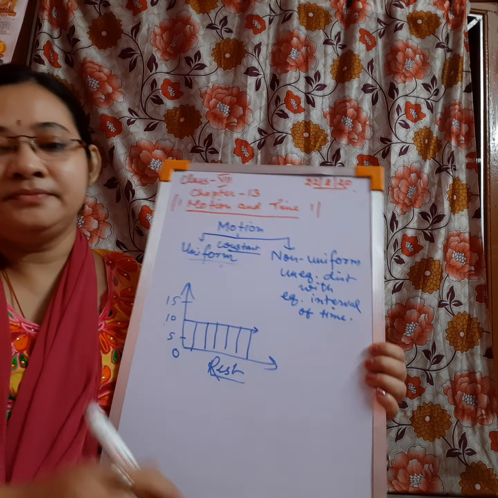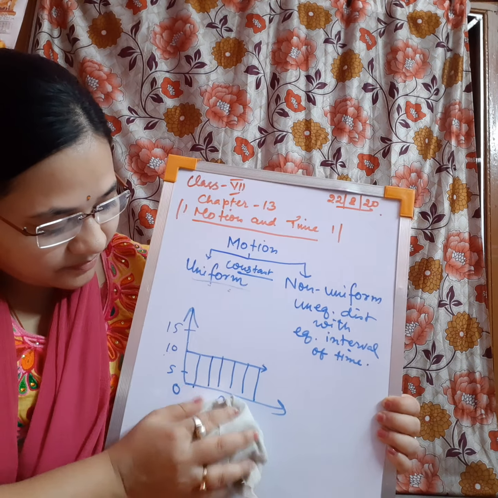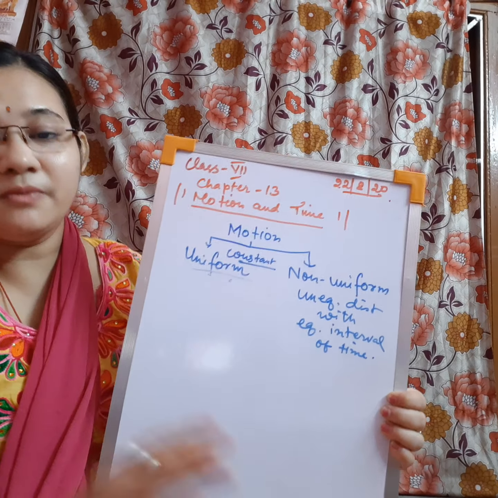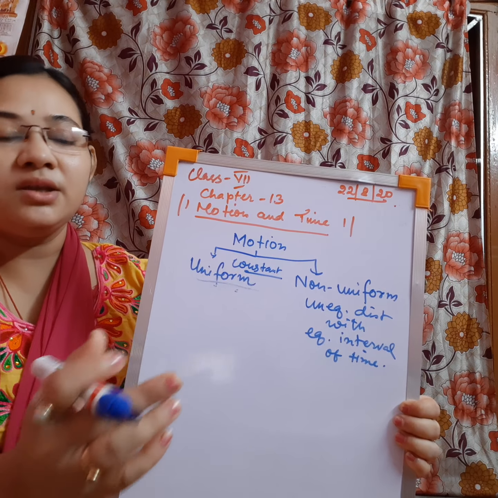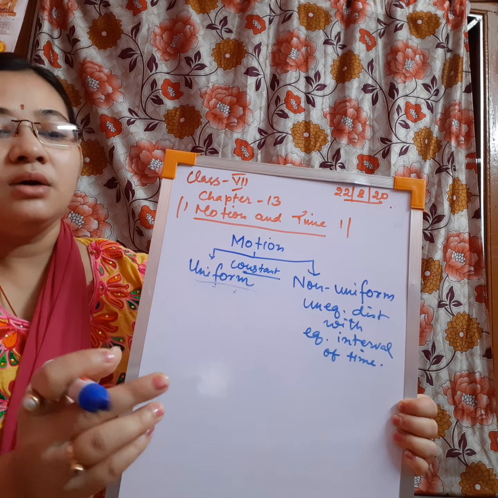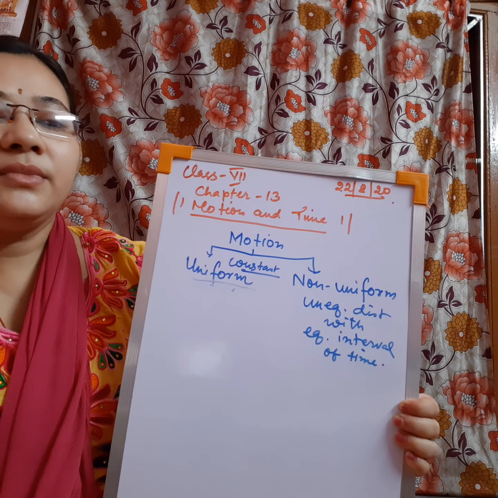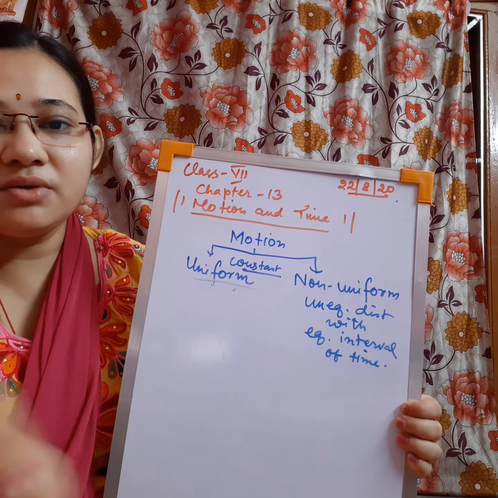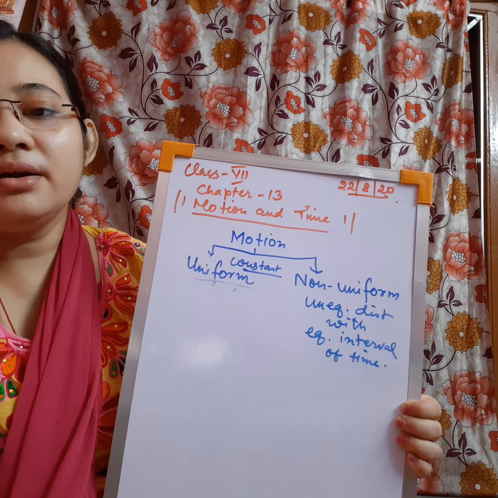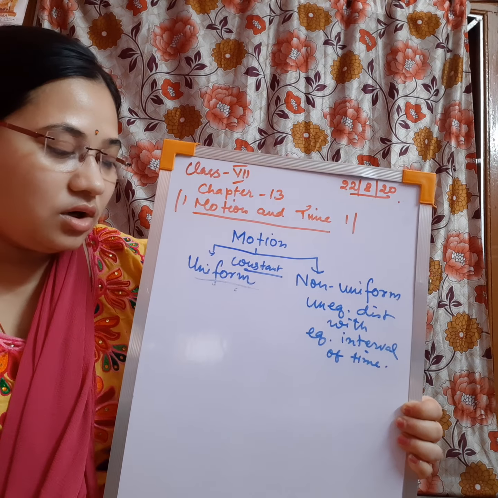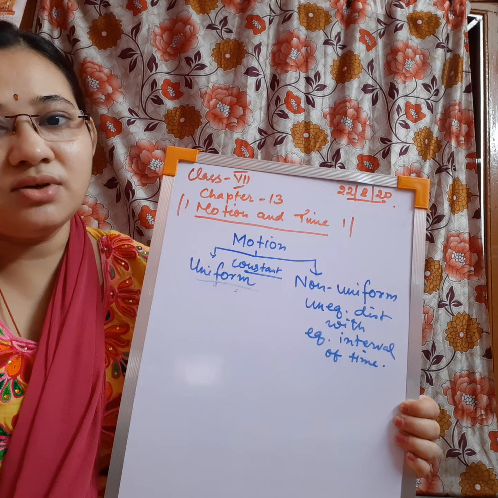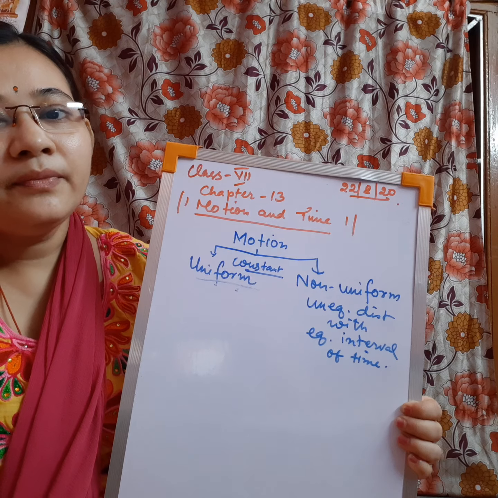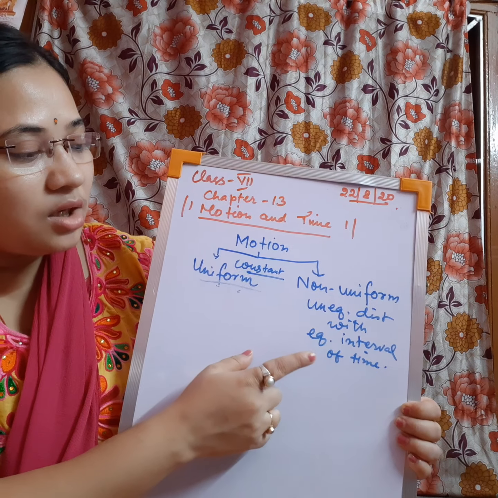Okay, at rest. And these are the different types of graphs related to the distance time graph in case of uniform and non-uniform motion. Okay, now we will study about these graphs. You go through the book, and if you have any doubts, you can call me, and I will upload the summary. Please go through it and try to understand the difference between uniform motion and non-uniform motion.